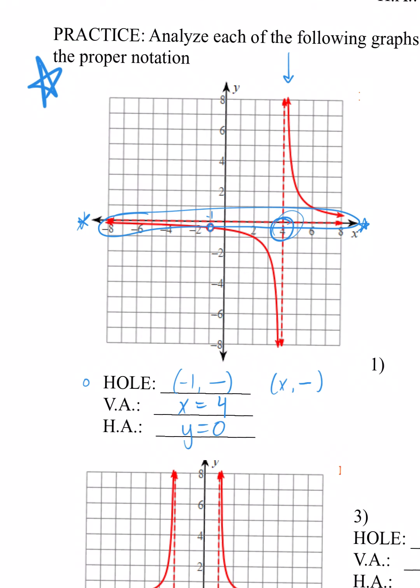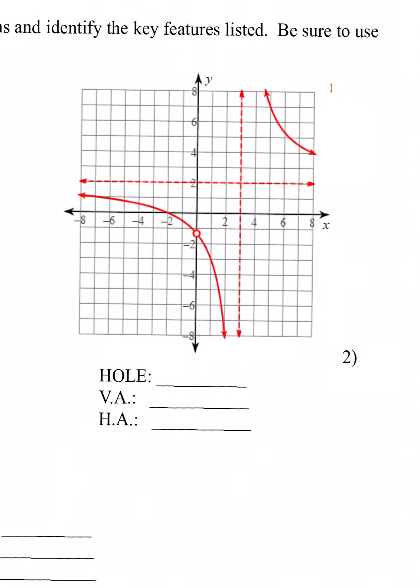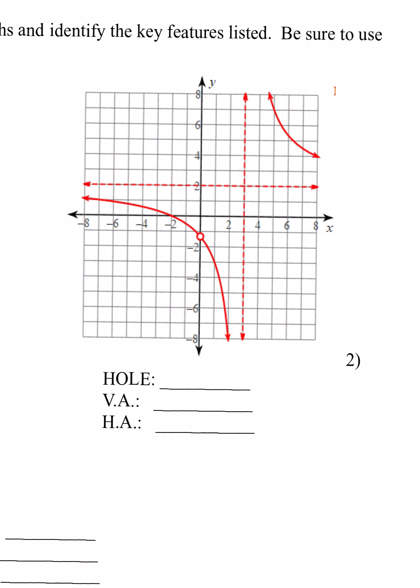All right. So now looking at number 2, we're going to do the same thing. Remember, a hole is defined by a little hole in the graph. And here we see that. Okay. So at this point, we need to find, remember, it's going to say x, comma, dash. Okay. So in this case, did our hole move left or right? No, it stayed as 0. So my hole is 0, comma, dash. Because it didn't go anywhere on the x-axis. It only moved down. It didn't move left or right.